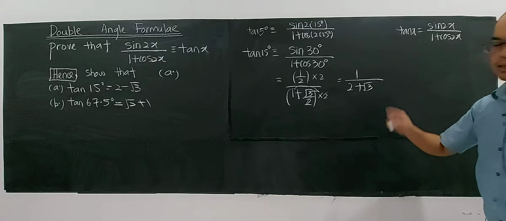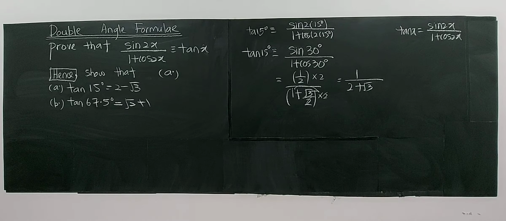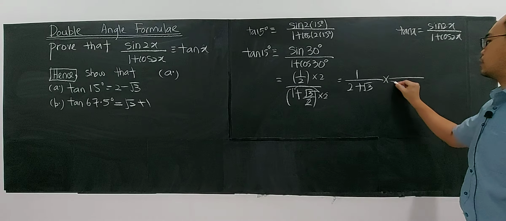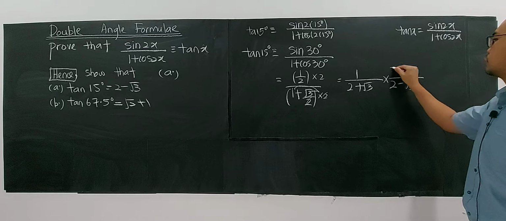This is an irrational number, it's a surd. So I'm going to express this in the form of a plus b square root of c. So then I multiply with the conjugate. Do you still remember?